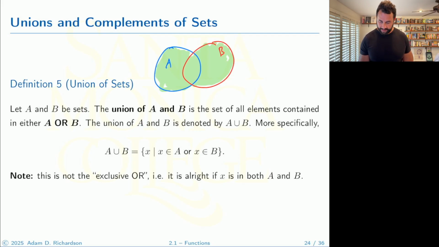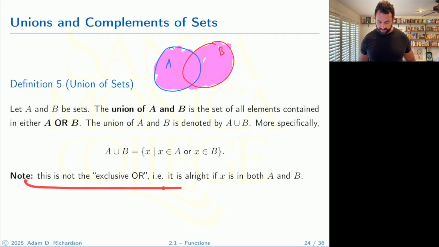Everything in A or B. Actually, I probably should have used a different color. Here, one second. Pink. Maybe that's a little better. There we go. A or B. Just like so. So the union is everything.